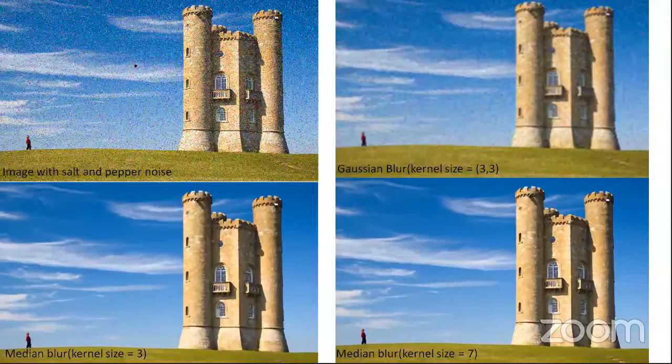If you apply a Gaussian blurring, this is how the result looks. Here you can see the kernel size is 3x3. And if you apply a median blurring, this is how the image looks. Here you can see the noise which we had in our source image is completely removed from the image using the median blur. That's why we use median blur if we have salt and pepper noise.